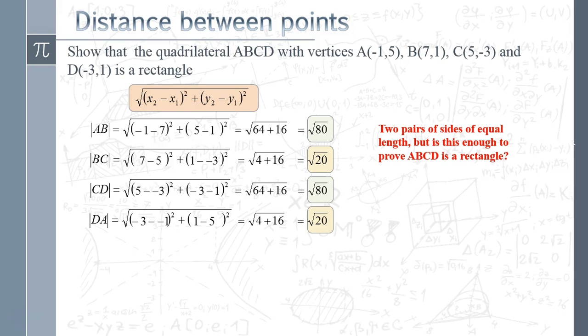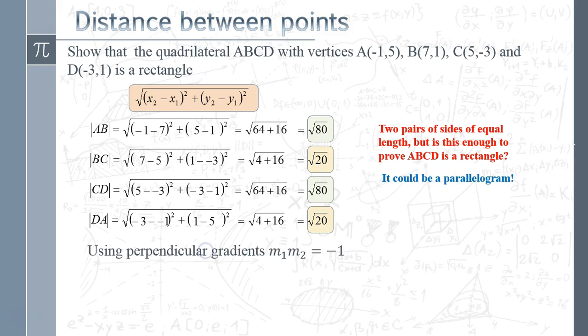actually proved that this is a rectangle? Well, if you have a bit of a think, you'll hopefully very quickly realise that there's another shape that has got two pairs of equal sides, and that would be a parallelogram. So far we've proved that we've got a parallelogram, but we haven't proved we've got a rectangle. So what we need to do is prove that we've got right angles, because if we can show we've got right angles, i.e. the gradients of these lines are perpendicular, then we know it's a rectangle, not a parallelogram.